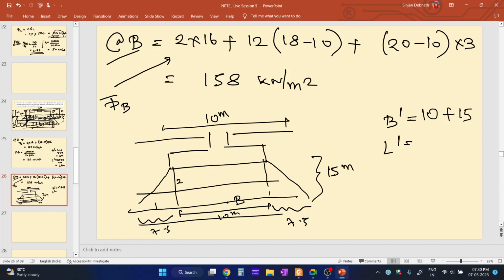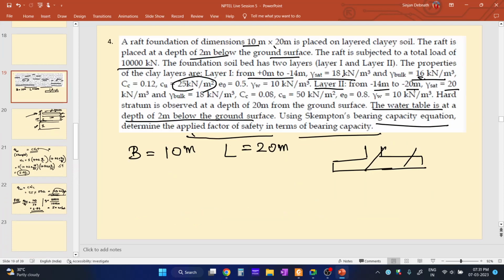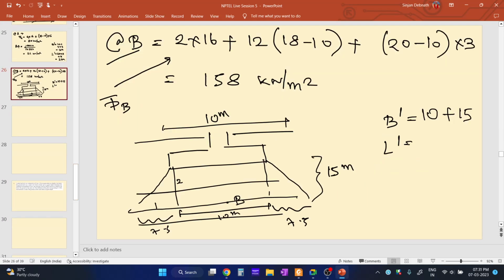And in the same way, we find the effective length. In the previous question, we also did the same thing. So what was the original length of question number 4? Original length was 20 meter. So the effective length will be 20 plus 15. The stress distribution is similar, only in place of breadth there will be length. So 15 plus 7.5 plus 7.5, that means 20 plus 15. So the new effective breadth will be 25 and the effective length will be 35.